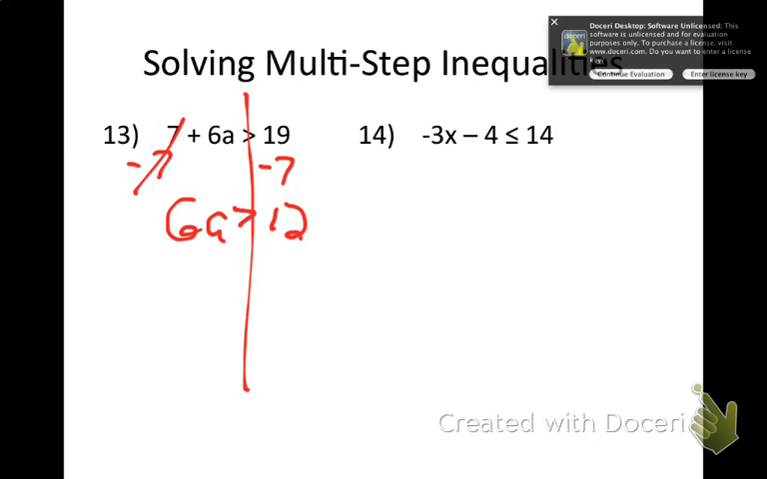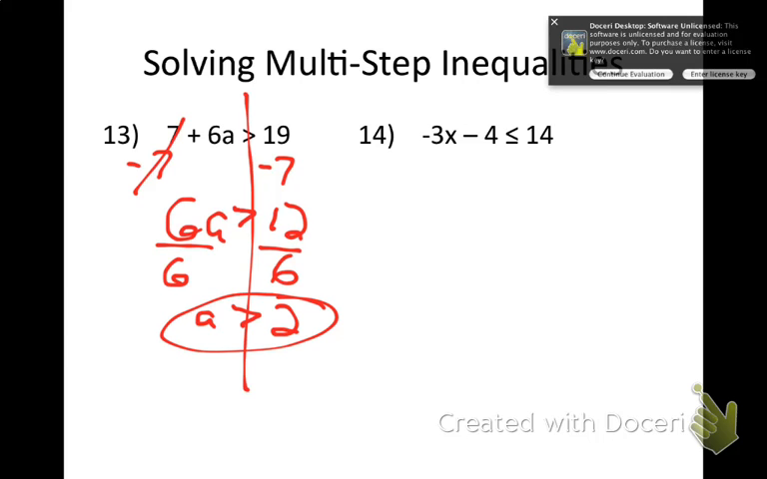And then I do what, Justin? Divide by 6, and I get an answer of what? a is greater than 2. Nice job. Okay, so that one's pretty straightforward. It's this next one we have to remember some details on.